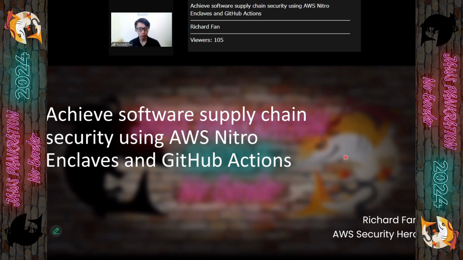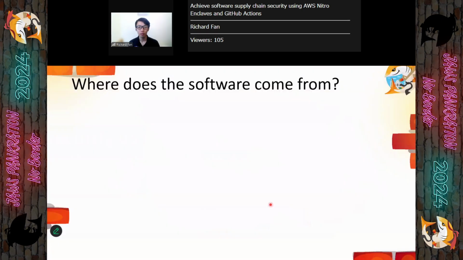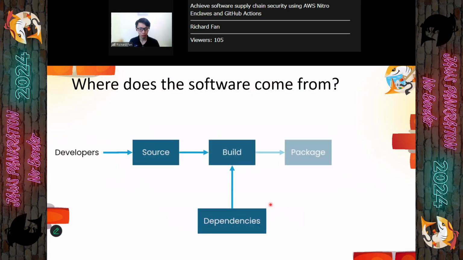So first of all, let's talk about the software supply chain. Where does our software come from? If we think about it, then we will have a very long path from where we have the source code all the way to we build the software and distribute to our consumer. We have many steps here.